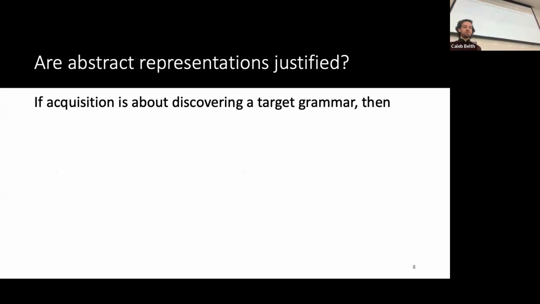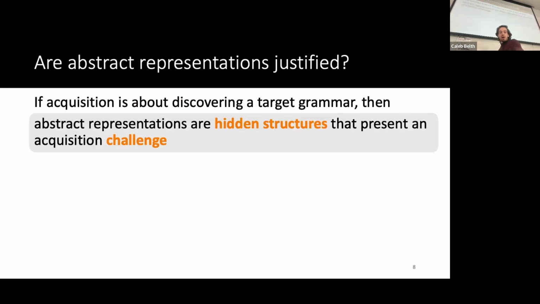So the one other issue I want to raise is that, at least in generative linguistics, acquisition has been thought about as discovering a target grammar. And under this perspective, abstract representations are essentially hidden structure, because there's some sort of structure in the target grammar that the learner has to figure out or discover, which means that abstract representations can present an acquisition challenge.